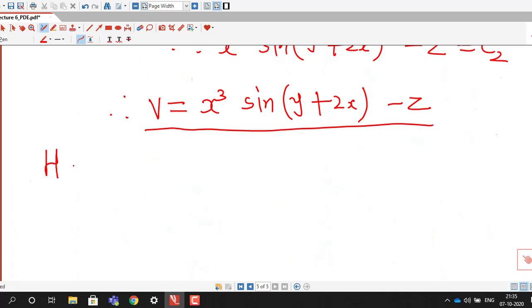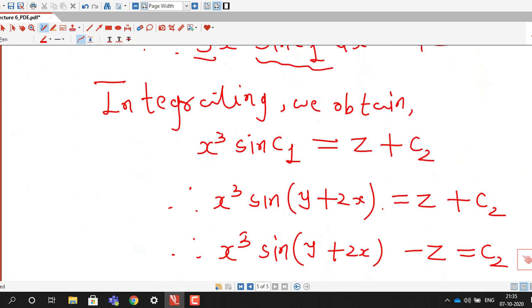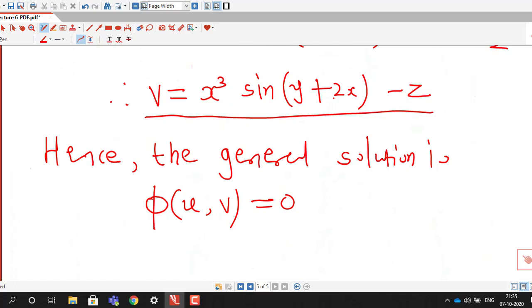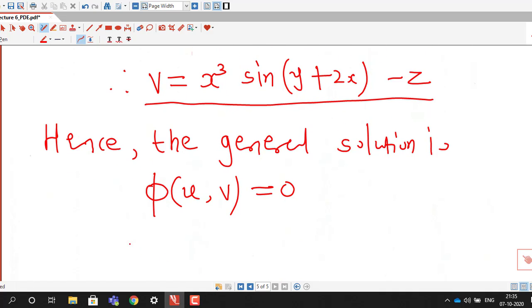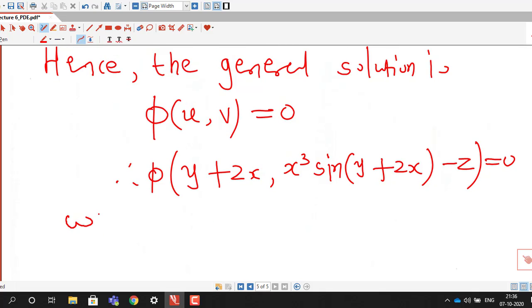And finally, hence the general solution is phi of u comma v equal to 0, where u is y plus 2x, and v is x cube sin y plus 2x minus z. We can put their values also. Therefore phi of y plus 2x comma x cube sin y plus 2x minus z equal to 0, and phi is an arbitrary function.